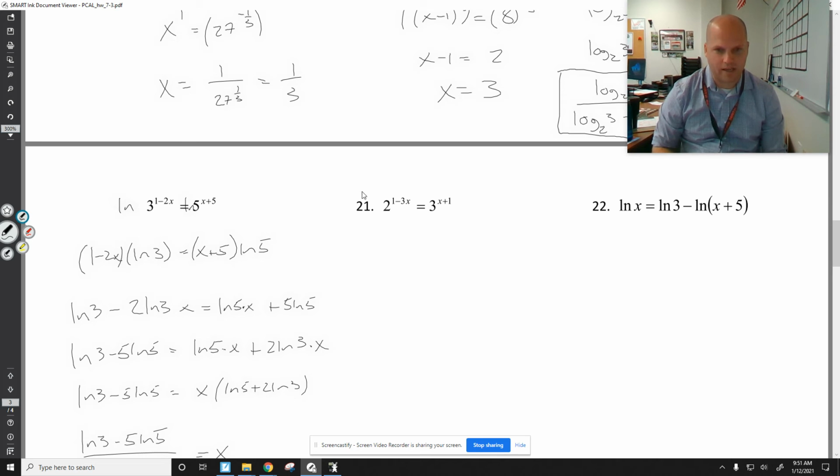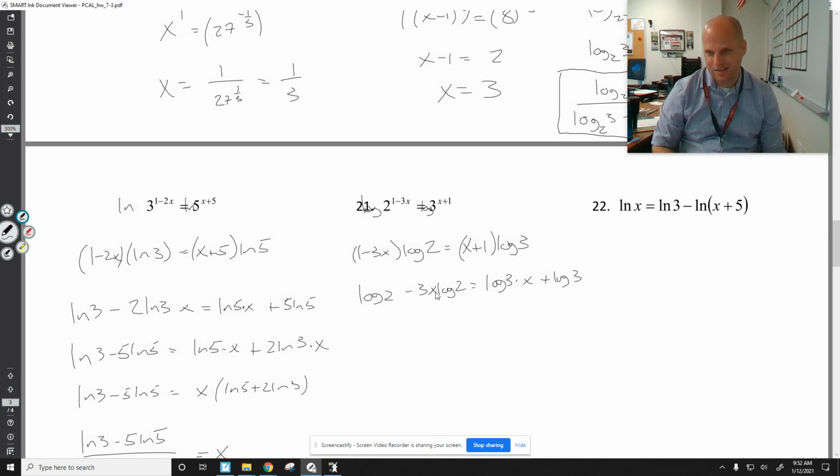Same thing here. You can take the natural log, you can take the log, you take the log base 2, you take the log base 3. It doesn't matter because you're going to use your property. Bring down the 1 minus 3x times log 2, not log base 2, but log base 10. And here bring down the x plus 1 times log 3. Distribute: log 2 minus 3x log 2 equals log 3 times x plus log 3. That's times the 1. Move the stuff with the x's onto one side, move the stuff without to the other.